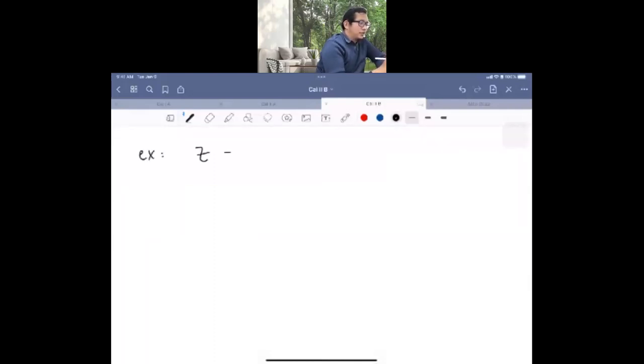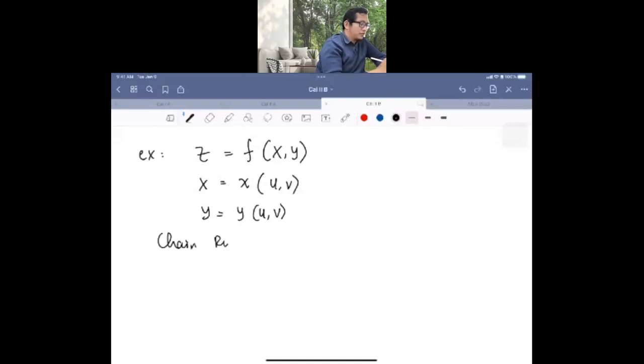Let me give you another example. If z is a function of x and y, and x is a function of u and v, and y is also a function of u and v, then what is the chain rule for dou z dou u and dou z dou v?